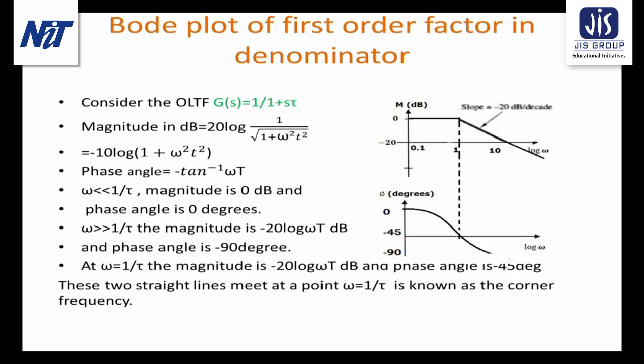Next we will consider what will happen if the first order factor has repeated poles, that is at minus 1 by tau or minus 1 by t. That means the transfer function will be 1 by 1 plus st whole to the power n. So if it is multiplied by n, the phase angle will be minus n into tan inverse omega t, and for the magnitude plot it will be n into 20 log 1 by root of 1 plus omega square t square. So just like the previous example, we can easily find the Bode plot of the first order factor when it is multiple.